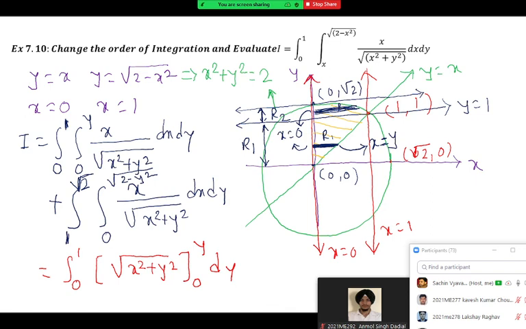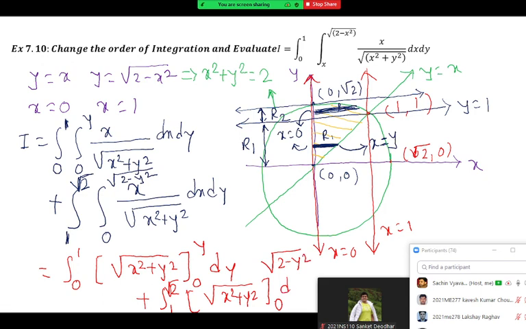Similar integral we get for the second part also, plus integral 1 to root 2 of root x square plus y square. Sorry, yeah, 1 to root 2. My mistake. Here the limits are 0 to root of 2 minus y square and dy. So that is the inner integral. Now we have to evaluate that outer integral, and we should get that answer. Yes, I know this is a little lengthy question, but this type of question may come in the exam. We should be ready for this.